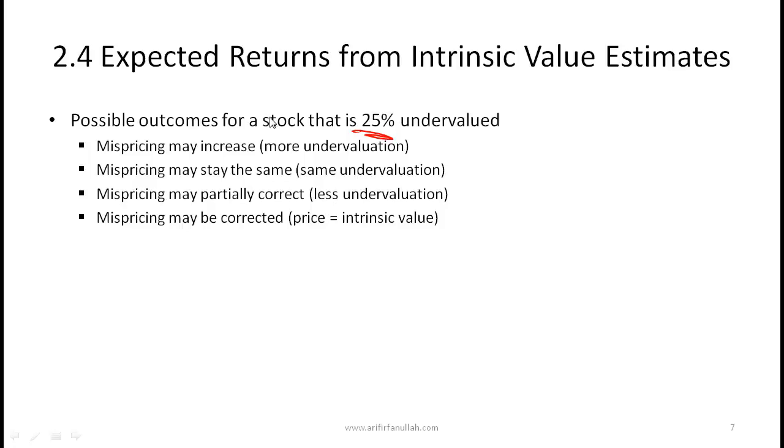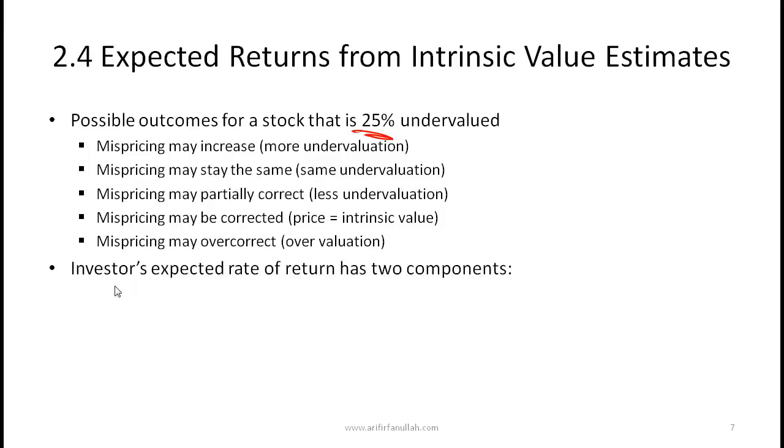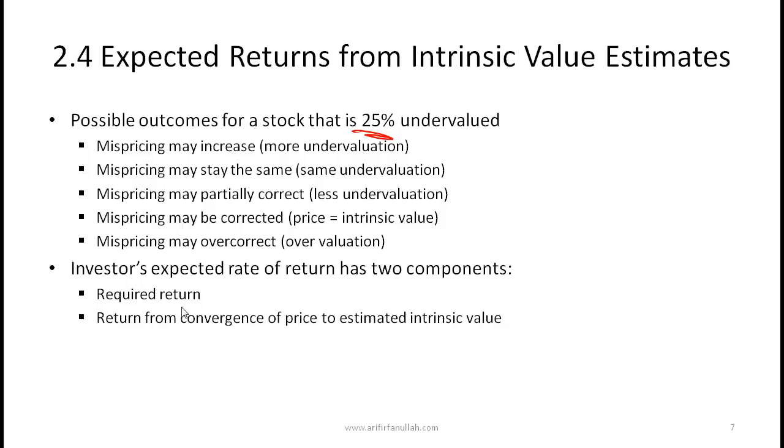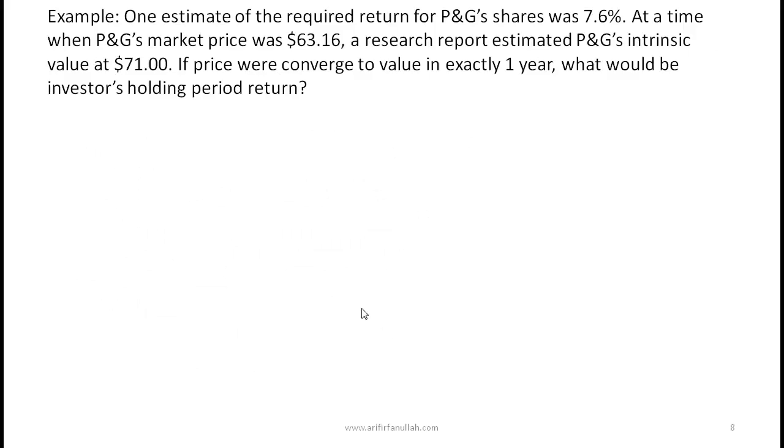So will you have a positive return? No. The mispricing may stay the same. Sometimes mispricing stays in the market for a long time. Mispricing may partially correct, which will be good for you, or it may completely correct, which would be even better, or it may overcorrect. The point is, just because there is a mispricing or a perceived mispricing, there is no guarantee that you will make money. Investors' expected rate of return has two components. One is the required return, and the other is the return from the convergence of price to the estimated intrinsic value.